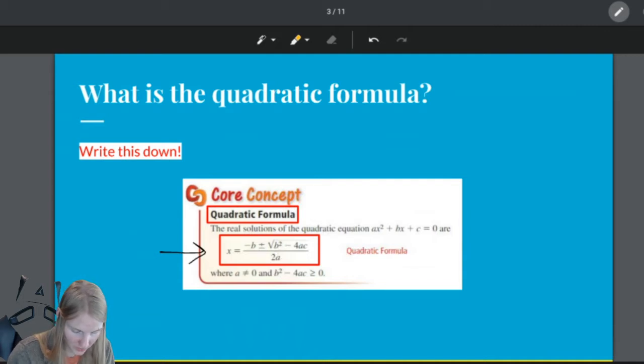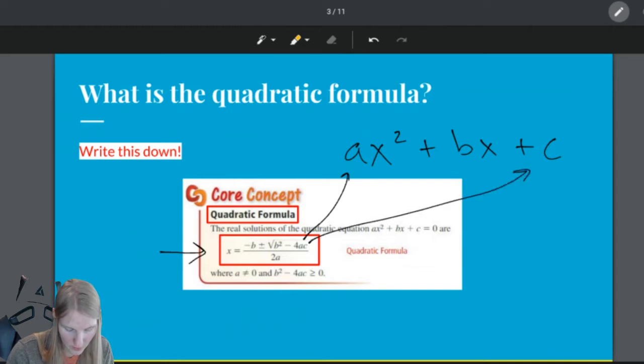And of course, when we talk about a, b, and c, those are coming from ax squared plus bx plus c. So that's where these letters are coming from. We're going to use these coefficients. Remember that word, the numbers in front of the variables. We can use these coefficients to plug into our quadratic formula.